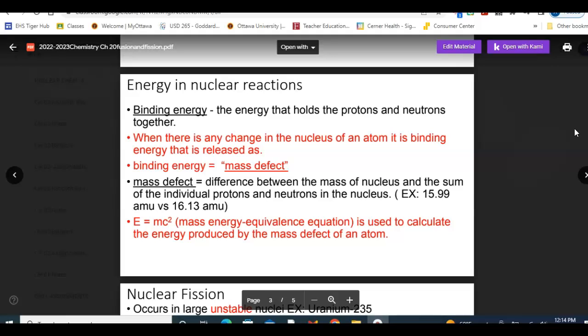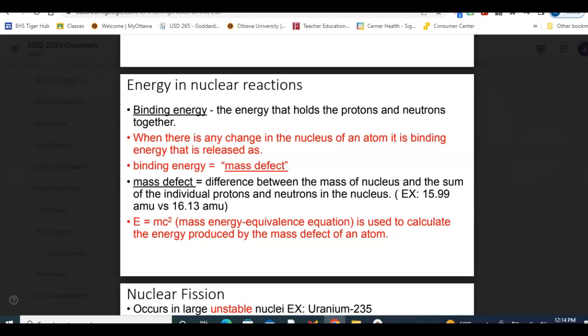So what happens is that difference, the mass between all of the individual particles added together and the mass of the entire nucleus, that difference in mass actually changes into energy, and that is our binding energy. It's a little complicated to wrap your brain around, but that's where E equals mc squared comes in. This difference in mass turns into energy, and that energy is the binding energy, and that's what is released from the nucleus of an atom in fission and fusion reactions.